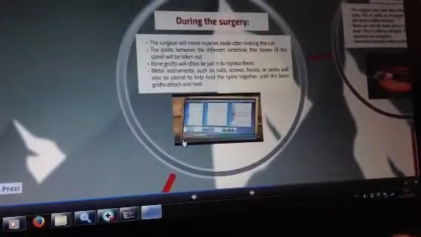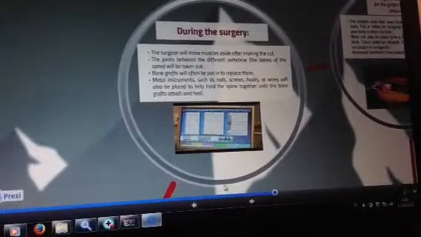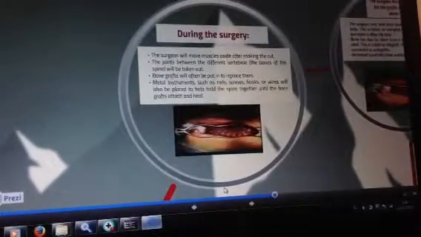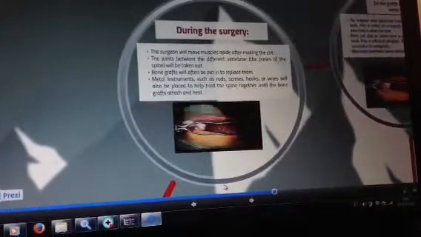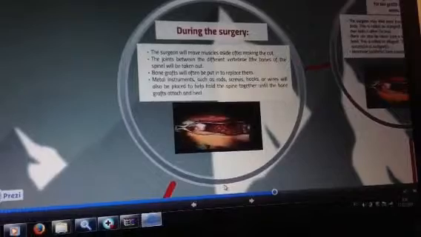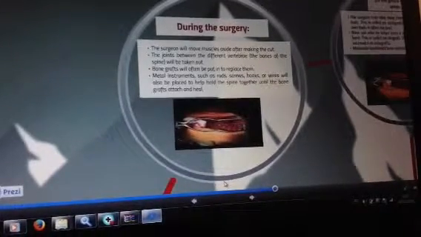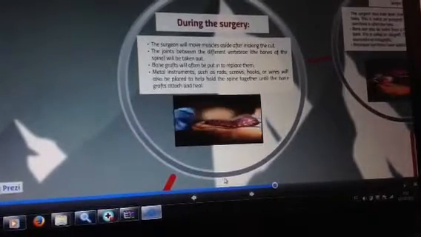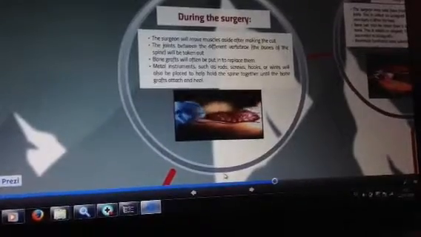During the surgery, the surgeon will move muscles aside after making the cut. The joints between the different vertebrae, the bones of the spine, will be taken out. Bone graft will often be put in to replace them. Metal instruments such as rods, screws, hooks, and wires will also be placed to help hold the spine together until the bone graft attaches and heals.